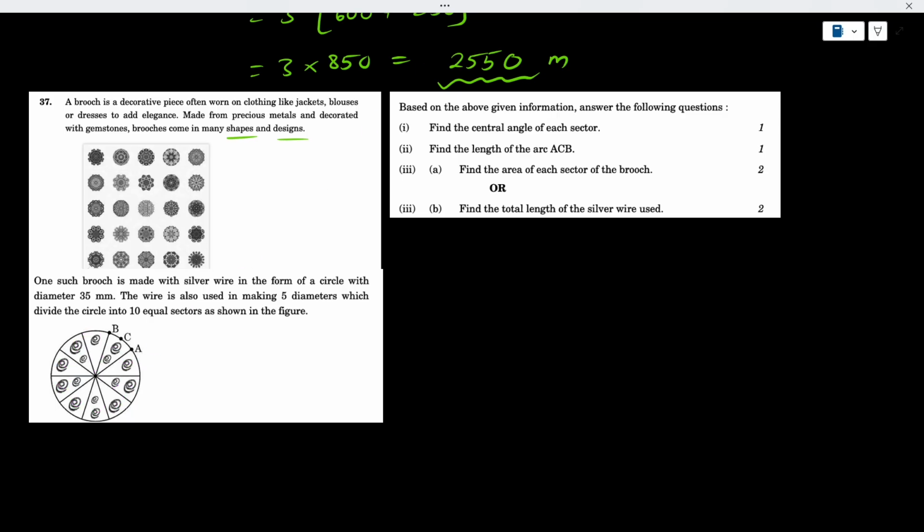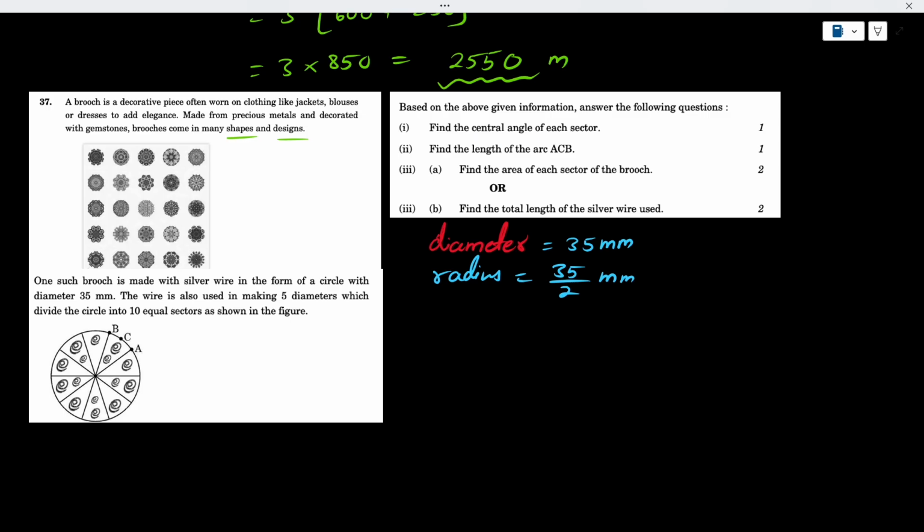Now, based on this information, we have to solve the questions, right? So, what is the first part here? First, you can write down the common part here. What is the diameter of the circle given here, because this information will be used in all the bits, right? So you can write it down as the common explanation. Diameter of circle is 35 millimeters. So what is going to be the radius of the circle? It will be 35 by 2 millimeter, right?